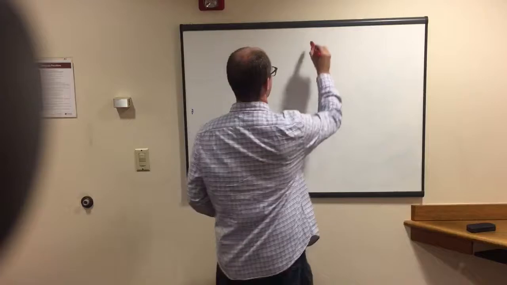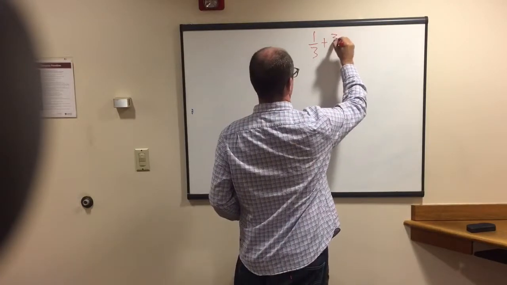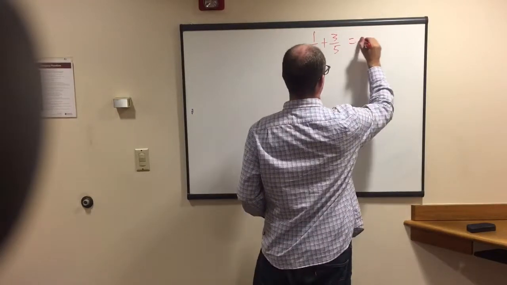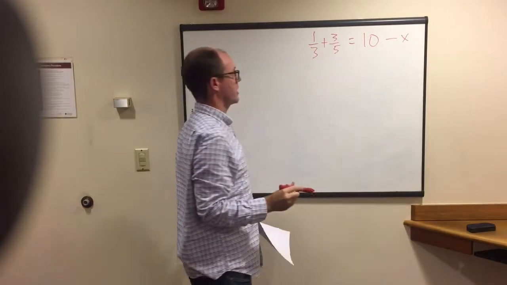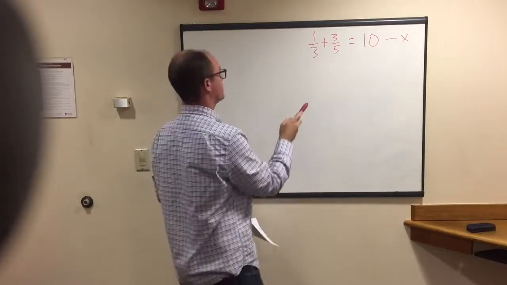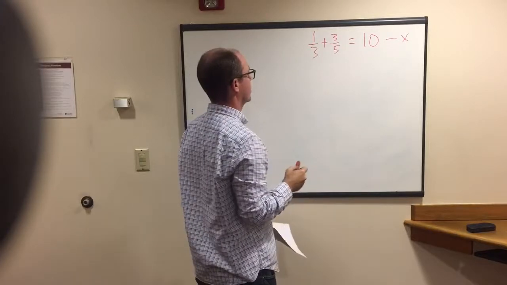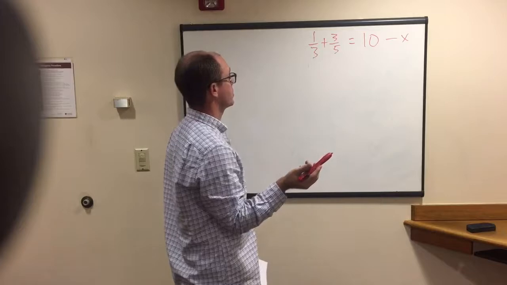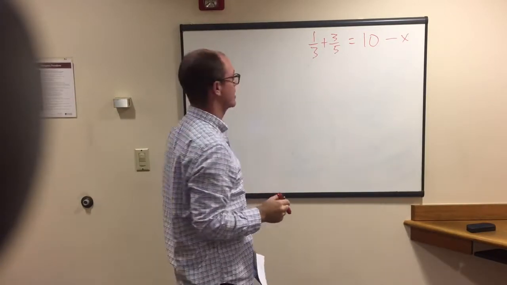Okay, this one has a couple extra steps, but not too bad. Okay, so we have 1/3 plus 3/5 equals 10 minus x. Okay, so what do we do here? First thing, we need to get the common denominator, right, which is the number on the bottom of these fractions, to be the same. So how do we do that, right? So what we're going to do is have this number at the bottom be 15.